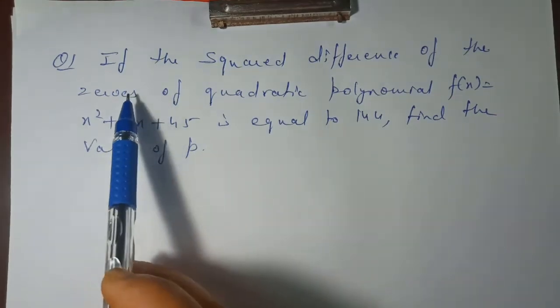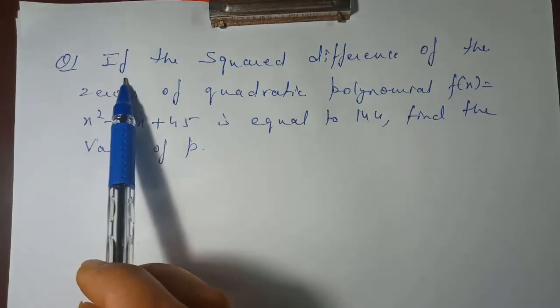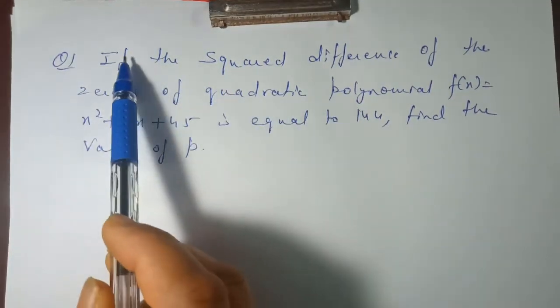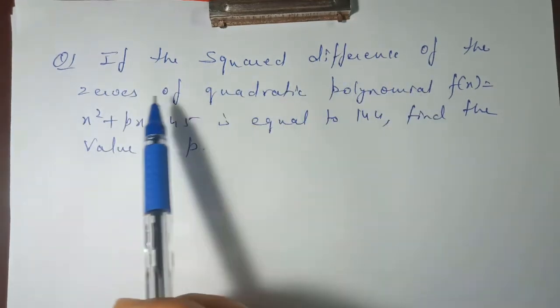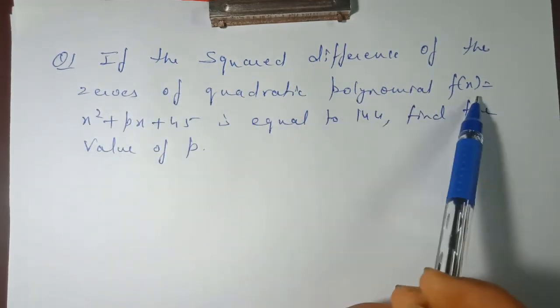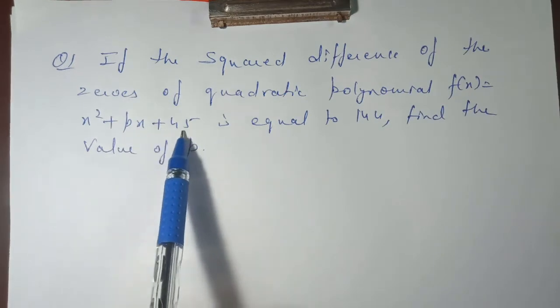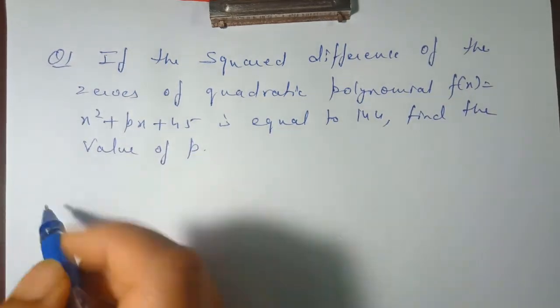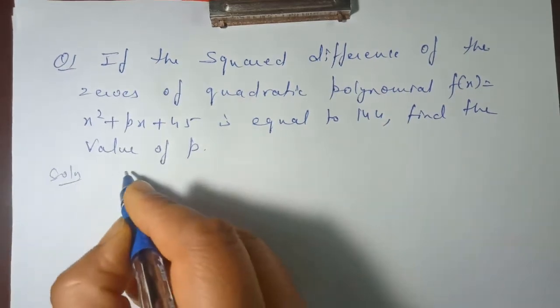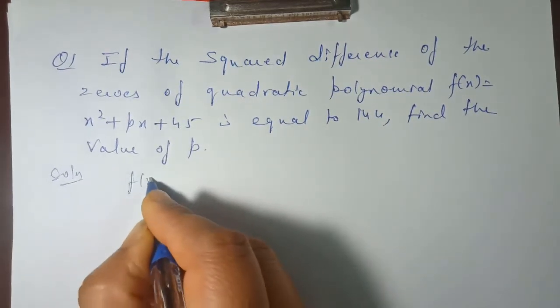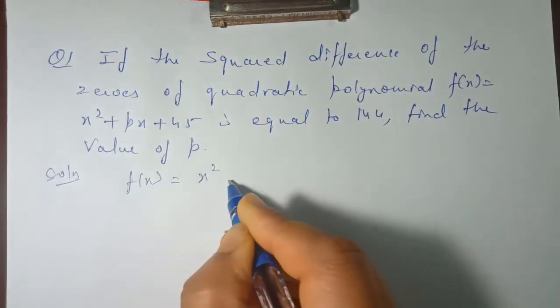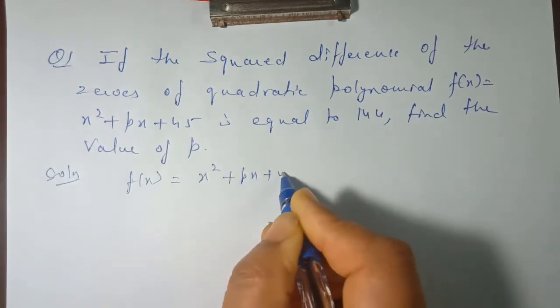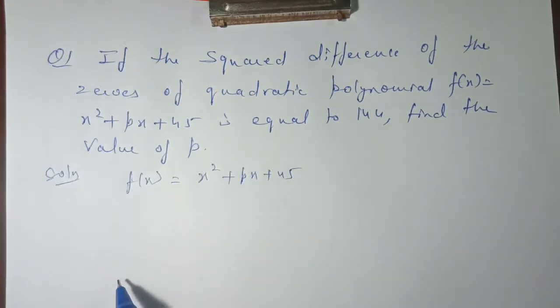Yes, students, today we're going to solve one word problem based on quadratic polynomials. If the square of the difference of the zeros of the quadratic polynomial f(x) = x² + px + 45 is equal to 144, find the value of p. It is given that the quadratic polynomial is f(x) = x² + px + 45. This is the quadratic polynomial.